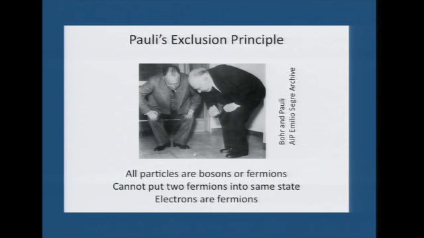Fermions have this property that you can't put two fermions into the same state. And electrons, of course, are fermions. Later on in this talk, we will encounter some bosons as well. You can put as many bosons as you like into a given state.